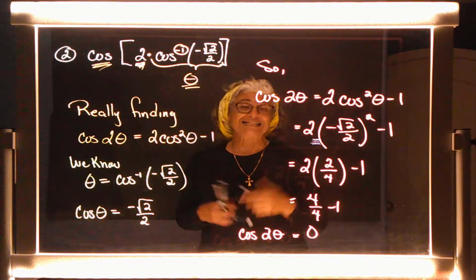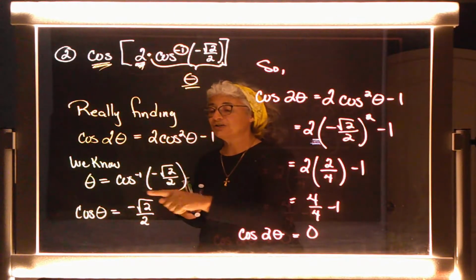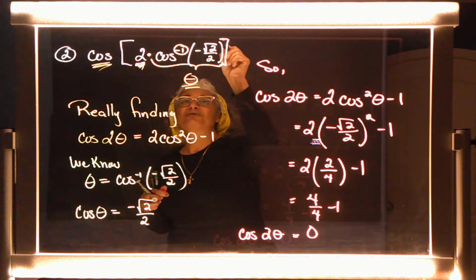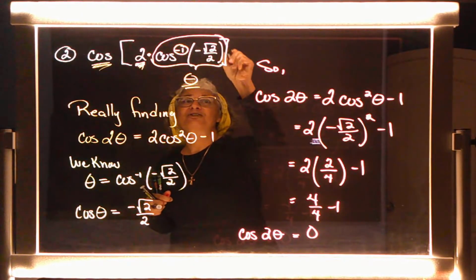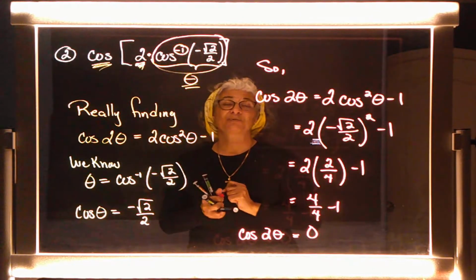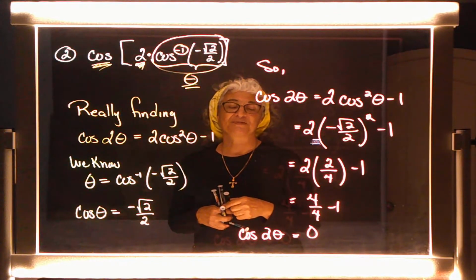Good? I didn't even need to draw my own triangle. Why? Because I already knew the cosine of theta based upon this fact right here, that this cosine inverse of a negative square root of 2 over 2 was my theta. Okay, so hang in there.